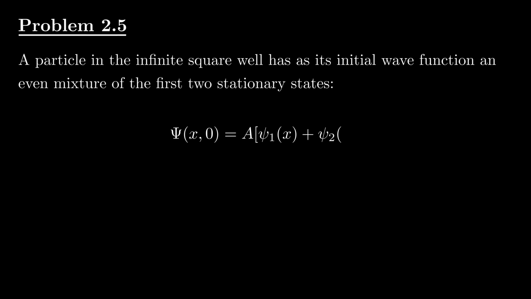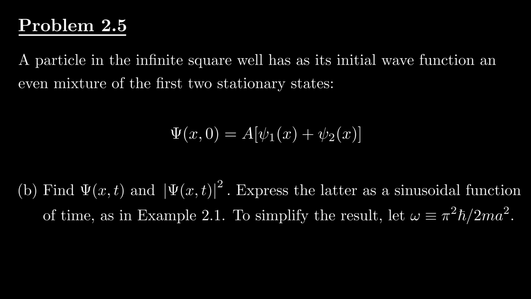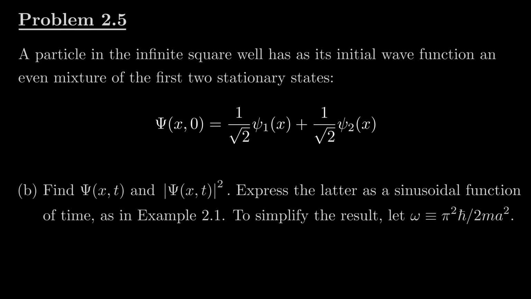Now let's move on to part B of problem 2.5. In this part, we aim to determine the general solution, psi of x and t, and the probability density, which is the square of the absolute value of psi, based on the given initial wave function. We'll also express the result as a sinusoidal function of time, as shown in example 2.1. The problem simplifies our work by defining omega as pi squared times h bar divided by 2ma squared. We already calculated the normalization constant A in part A. Substituting this value into the initial wave function gives the following expression for the initial wave function.